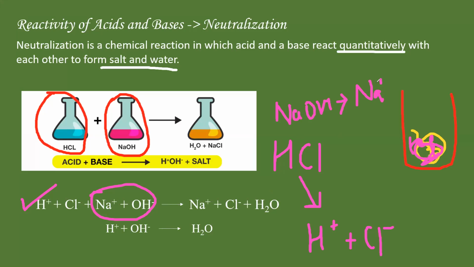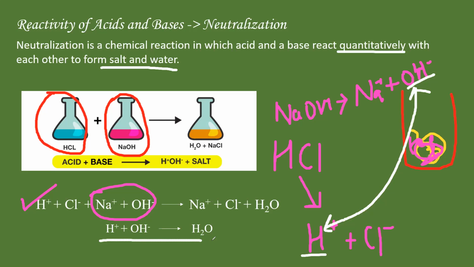Yeah, Na plus OH minus over here. Okay. So this is what is going to happen. Now, if you look clearly, people, we have OH minus over here and H plus over here. So what is going to happen is they're going to be attracted to each other like this. They're going to be attracted to each other and they're going to form a bond. And this is what is written over here.